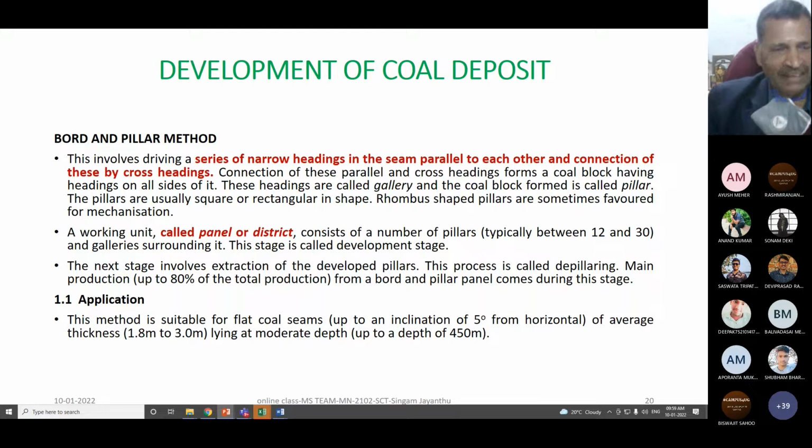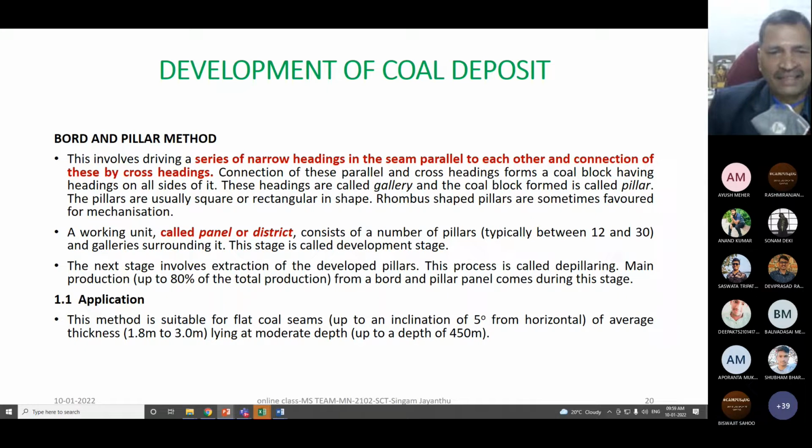Now, we can discuss in different forms, starting from the size of the mine, which we discussed a little today. Other issues we will be discussing. Meanwhile, I would like to give you a glimpse of whatever you learned before, and more particularly what we should understand as far as this semester is concerned. Already you learned about the Bord-and-Pillar method, right? Everybody knows this method involves a series of narrow headings in the seam parallel to each other and connections of these. That is the reason for the name Bord-and-Pillar. And board is nothing but your gallery, or the opening, whatever name you give. That's the terminology given, Arya, and that's what we follow. Okay, Arya, you understood? Right.